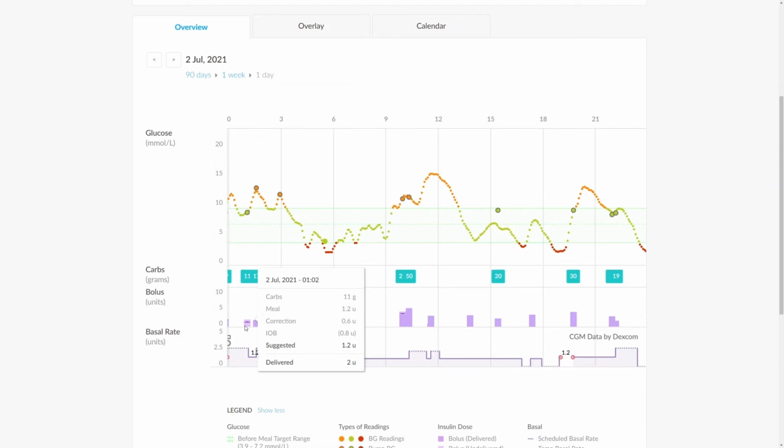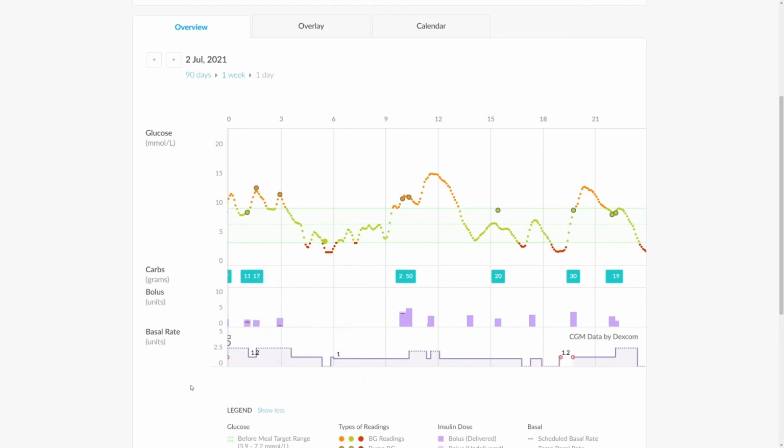However, because we were slightly high, the device in question has also recommended a correction of 0.6 units, but it recognises that there was insulin on board of 0.8 units. Insulin on board is represented by the acronym IOB. Therefore, the suggested dose is 1.2 units, and in this case, the patient actually delivered 2 units. This might be a point that the healthcare professional wanted to explore in greater detail with the patient.